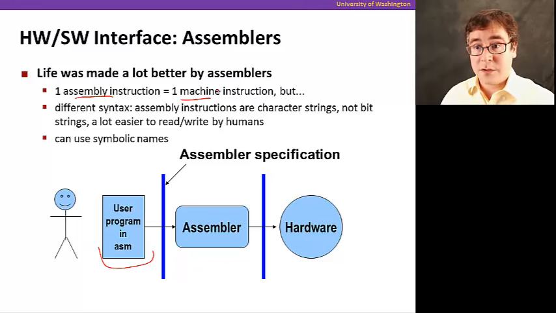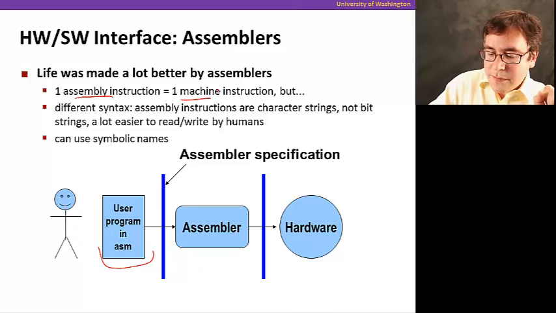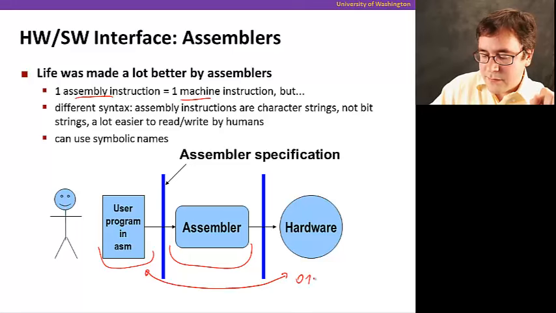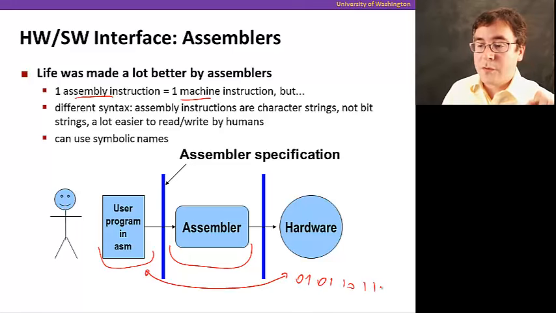Okay, so humans can understand much, much easier, so it's much easier to read and write. And it can also use symbolic names for values. They can use things like register names, variables A, B, and so on. Okay? So now there's a piece of code here called an assembler that takes a program written in assembly and generates zeros and ones, machine code, which is what the hardware likes.